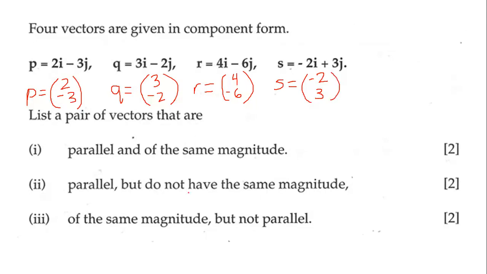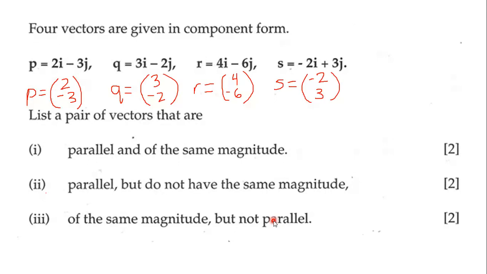So we have these four vectors. We have them in component form, and we also have them written as column vectors, or column form. So they're saying, look at these vectors. And from looking at these vectors, we want you to list a pair of vectors that are parallel and of the same magnitude, that are parallel but don't have the same magnitude, and that have the same magnitude but are not parallel. And that's what our task is.